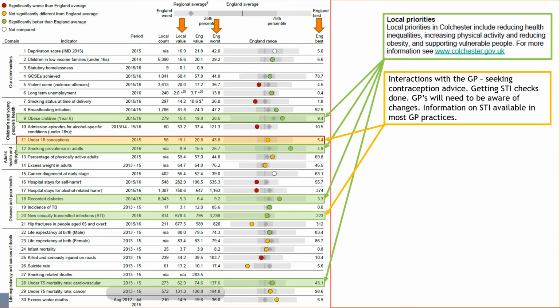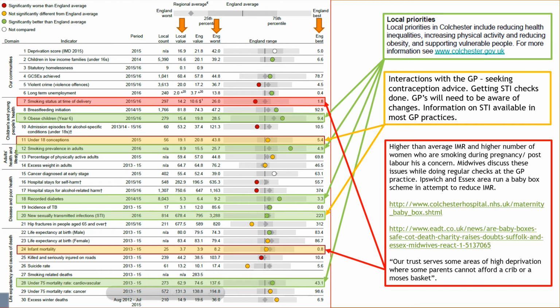about GPs and support in terms of sexual health services in Colchester. Other things, maybe smoking at the time of pregnancy or delivery, and infant mortality rates are not as good as they should be. But other things we can think about related to this is the fact that we have higher levels of infant mortality rate. Essex and Colchester do a baby box scheme.